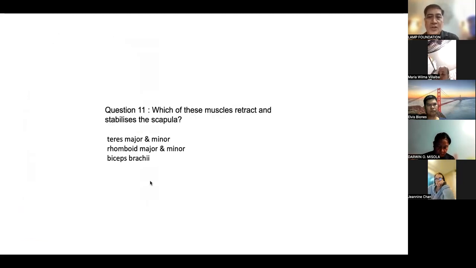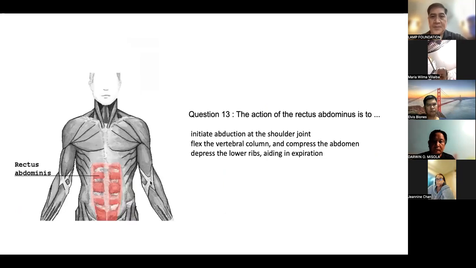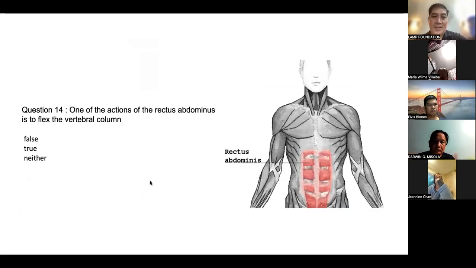Okay, repeat, no? Which of these muscles retract and stabilize the scapula? Rhomboid major and minor. Great. When they work together, the scalenes flex the neck and raise the first rib in strong inhalation. True or false? True. The action of the rectus abdominis is to flex the vertebral column and compress the abdomen. Alam nyo naman to, kitang-kita, no? Okay, one of the actions of the rectus abdominis is to flex the vertebral column.